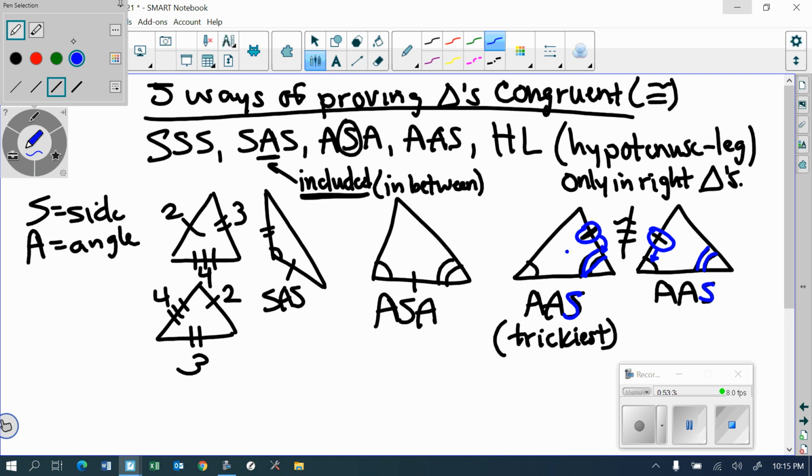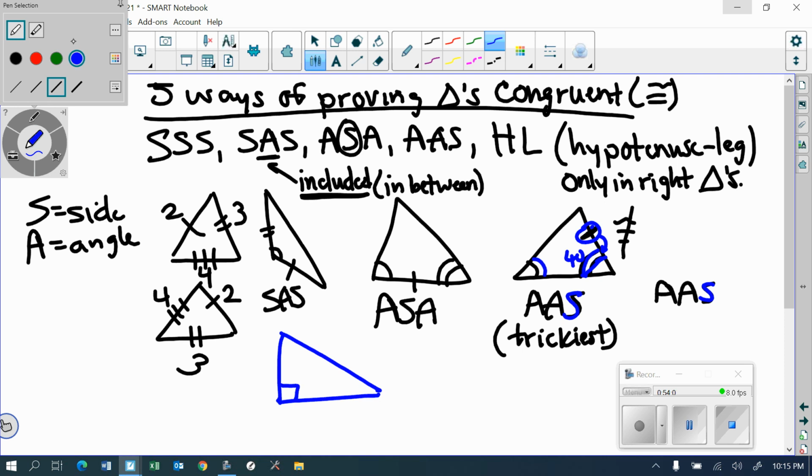You know, if this was 40 and this was 40, then that'd be next to 2. I'd have 2 there. But it's got to be the same angle measure. This side has to be next to the same angle measure, same number of arcs. And lastly, HL, remember that has to be a right triangle.